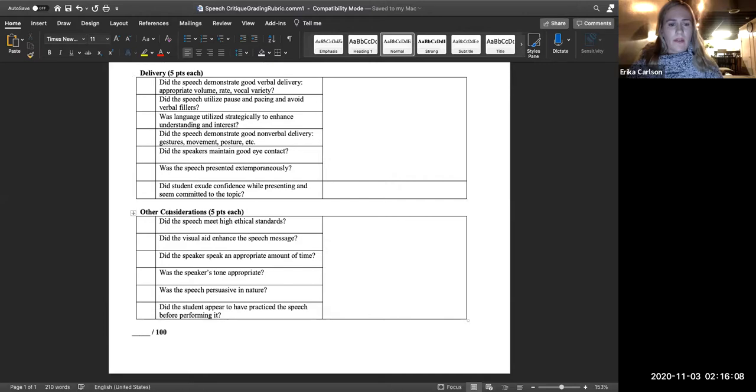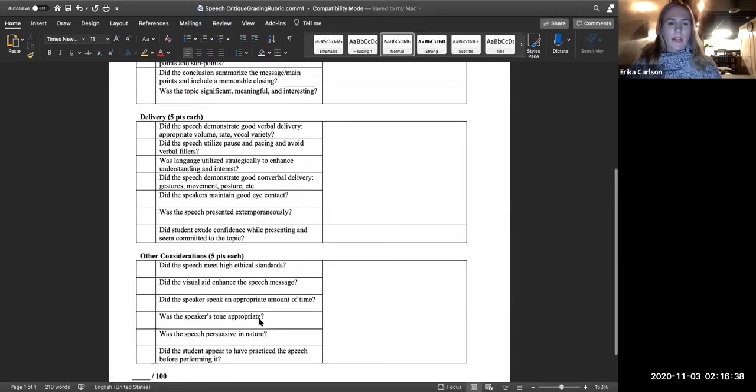And then there's also some other considerations. So you're going to want to look at the ethical standards, the visual aid, if there was one available. You're going to want to make sure they spoke an appropriate amount of time, that their tone was appropriate, was the speech persuasive. Your next speech is going to be persuasive, so this assignment is kind of a segue into that. And you're also going to want to look at if they appeared to have practiced before they performed the presentation.